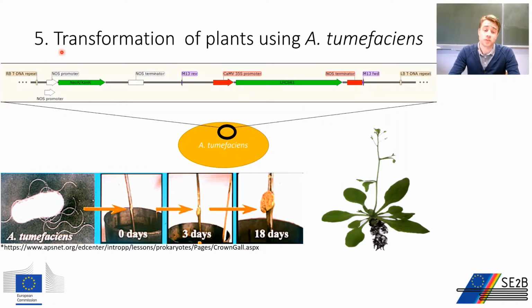And then we will start with the transformation of the plants using this Agrobacterium tumefaciens. So as I explained before, here we have the RB T-DNA repeat, and here we have the LB T-DNA repeat. So this whole part will be copied into the plant. And of course we only have the Agrobacterium tumefaciens which have taken up our plasmid.